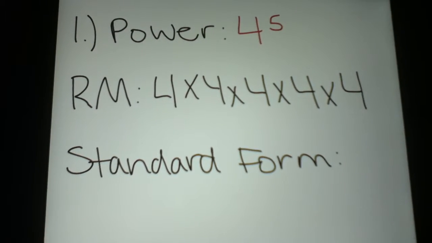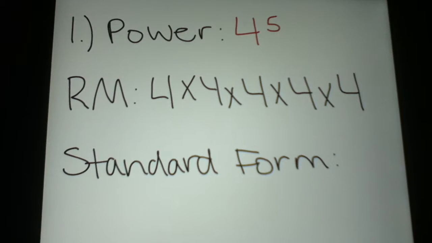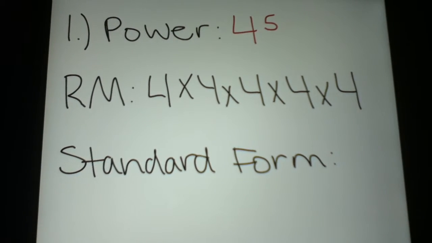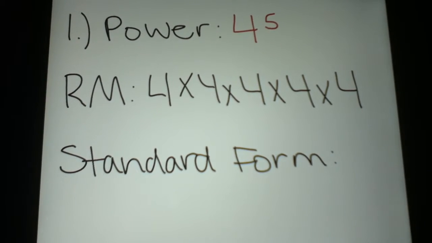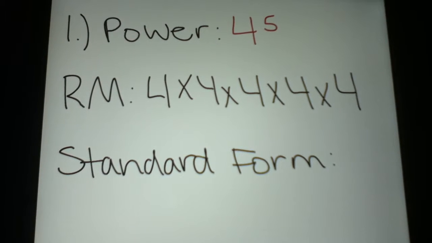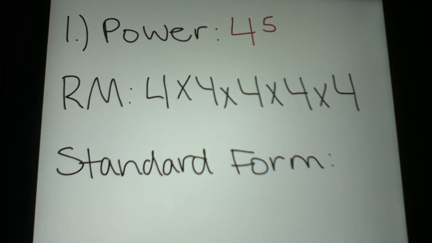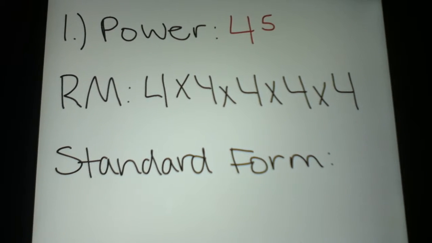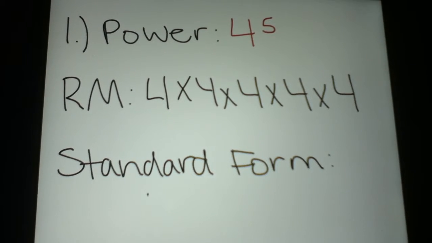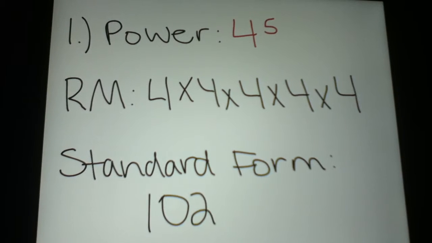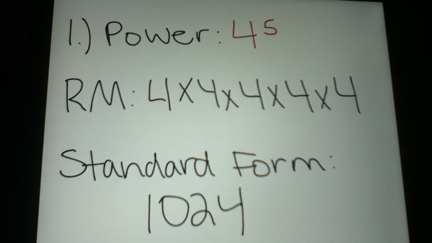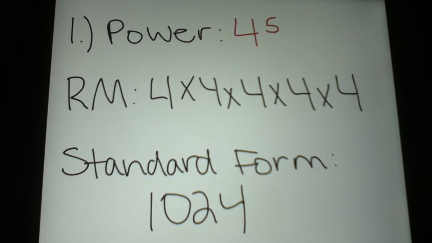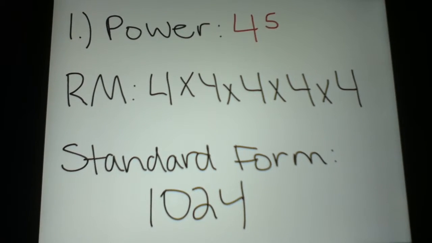This step is called repeated multiplication. You will then evaluate the repeated multiplication, which is called finding the standard form. So you have to find the answer to 4 times 4 times 4 times 4 times 4. The answer will be 1024. If this is too complicated, you can use the exponent button on your calculator, which looks like the following.